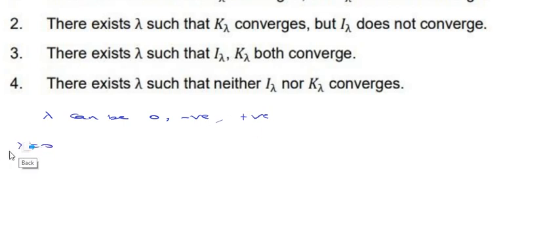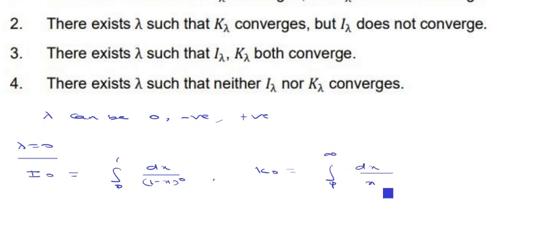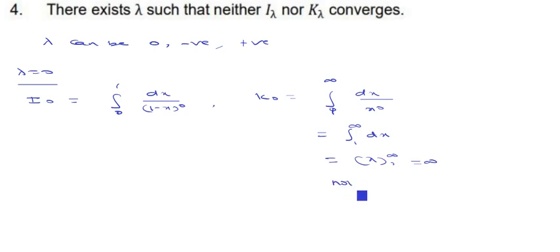So first we will consider the case when lambda is equal to 0. So we will have I0 is equal to integral 0 to 1 dx by 1 minus x power 0, and K0 is equal to integral 1 to infinity dx by x power 0. So here we will get integral 1 to infinity dx, so this is equal to x from 1 to infinity, so this is equal to infinity. This is not finite, and here it is integral 0 to 1 dx, so this is equal to x from 0 to 1, so this is equal to 1, so this is finite value.